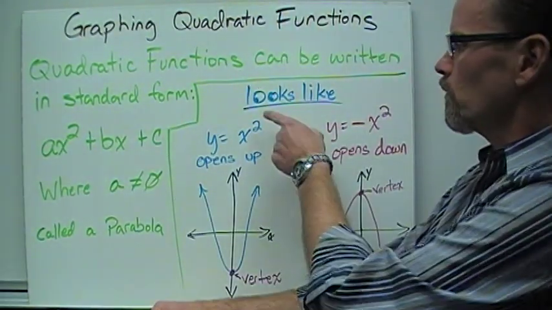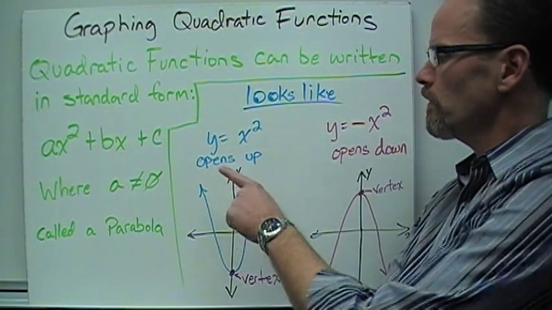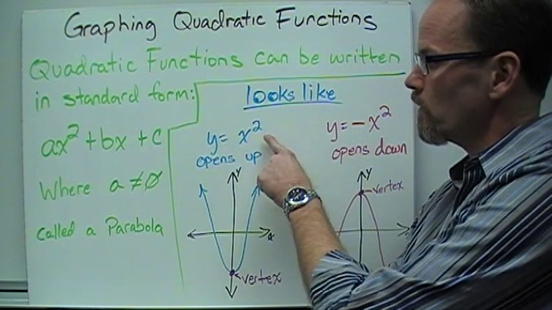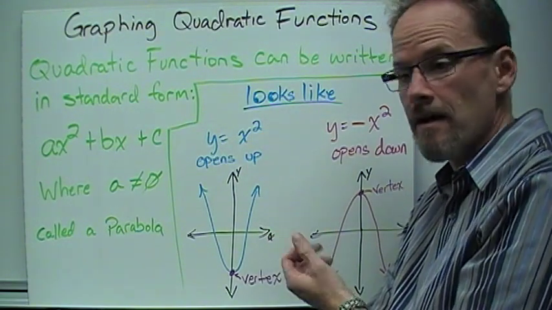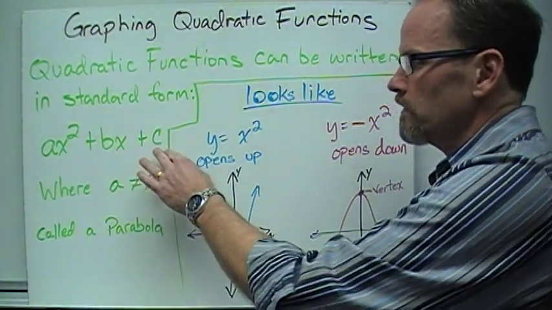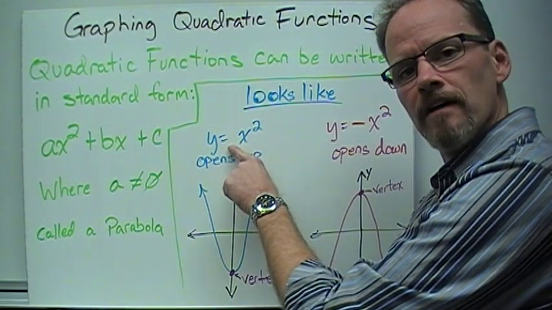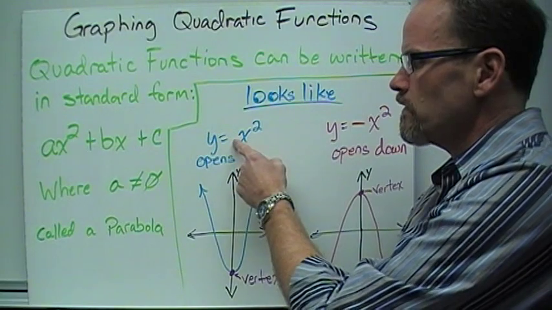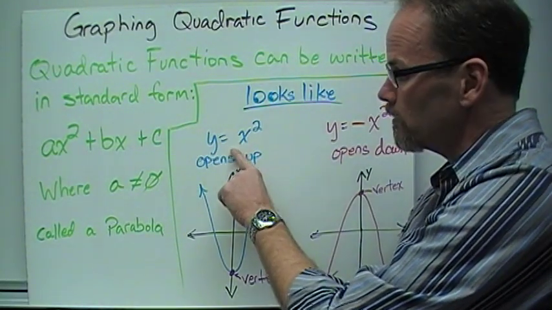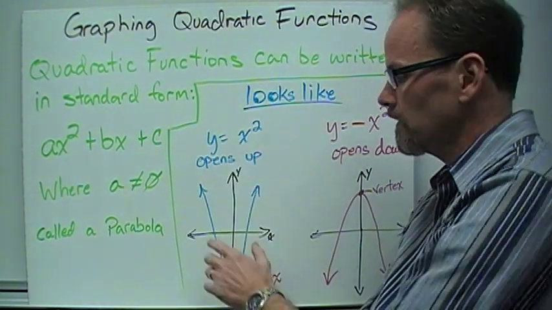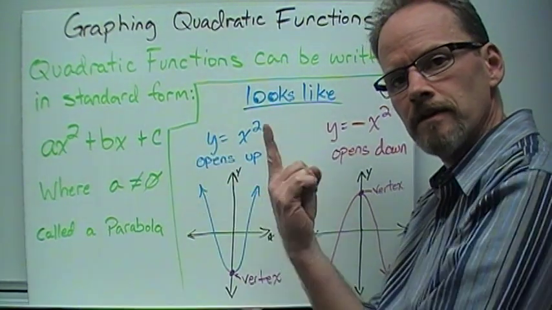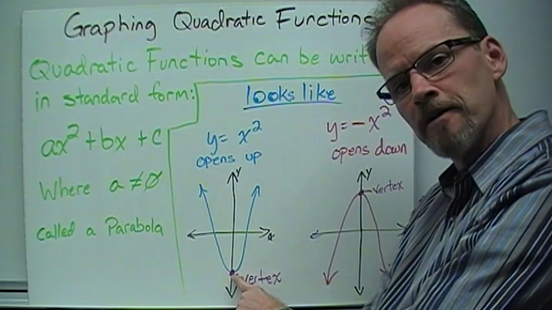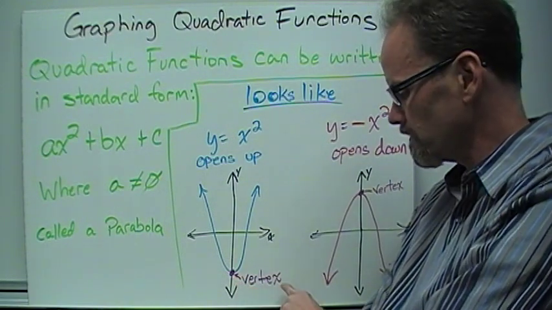So, a couple things here. What does it look like? Well, the equation can look something like this: y equals x squared, and that's all I have. I don't have the bx plus c. That's okay, because I still have an a. And if I do have an a, and this is positive, as you can see, positive is in front of the x squared, it's going to open up. Down here, the very bottom of the parabola is called the vertex.